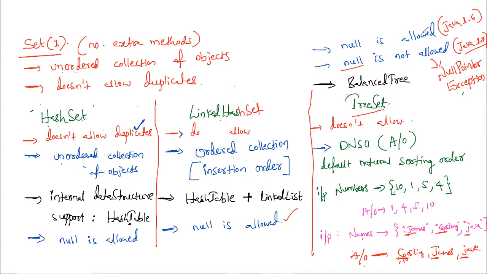When it comes to TreeSet, null is allowed, but only till Java 1.6, that is from 1.0 to 1.6, where a programmer could give a null object. But when it comes to Java 1.7, adding this null value is not at all allowed. That will throw the exception called NullPointerException.